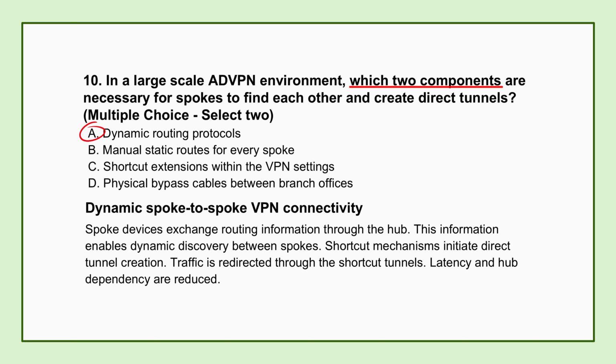You need shortcut extensions enabled in the VPN settings. Once traffic starts to flow from A to B through the hub, these extensions signal that a direct spoke-to-spoke tunnel should be built. So dynamic routing tells them where to go. And the shortcuts actually build the direct road to get there on demand.